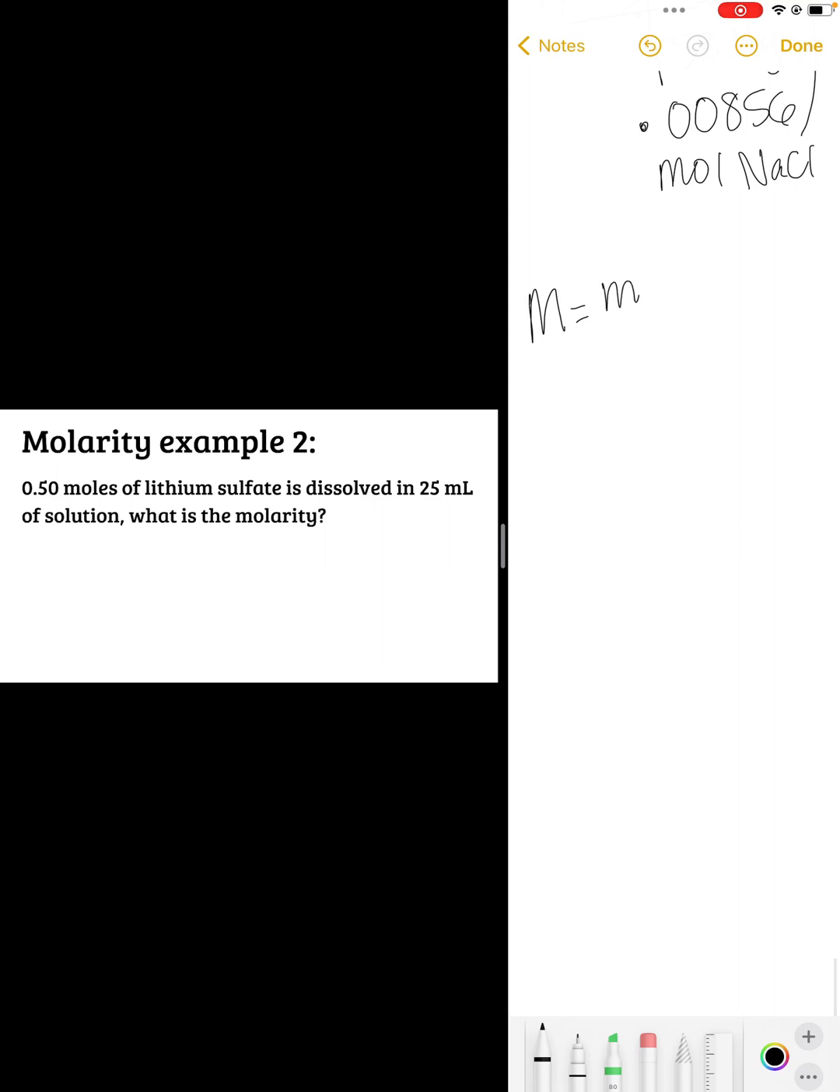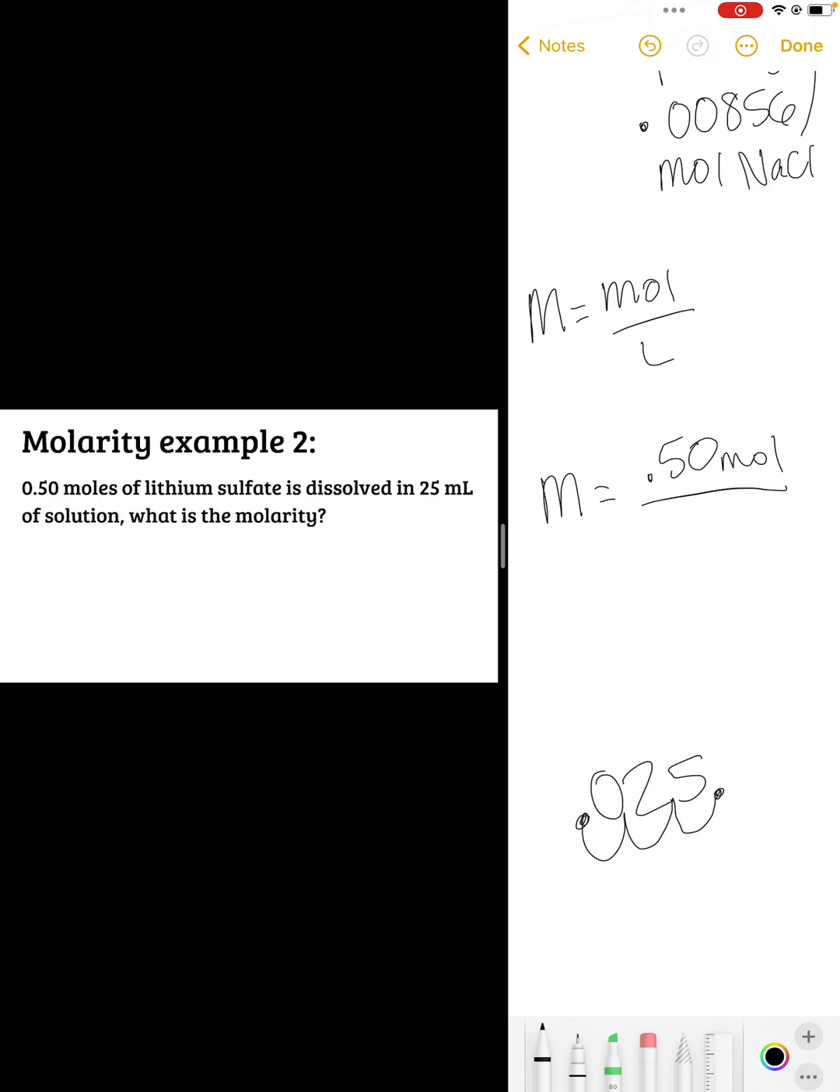Again, I am trying to find molarity, which is moles over liters. They are giving me the moles, 0.50 moles. They are giving me milliliters, so I need to convert that to liters. I could divide by 1,000, or I could move this decimal over 1, 2, 3 times. So 0.025 liters. Then you would divide 0.5 divided by 0.025, and you should get about 20 molar for molarity.